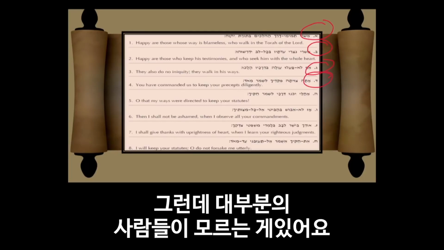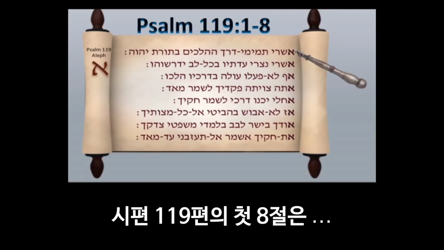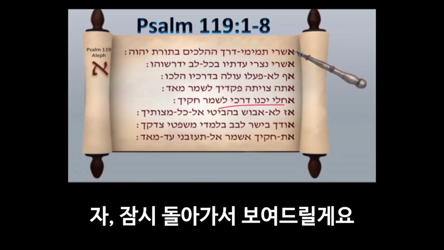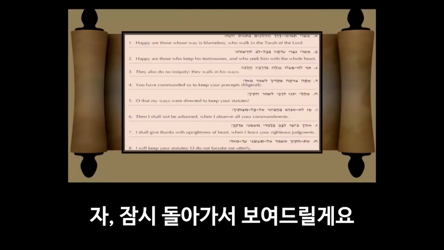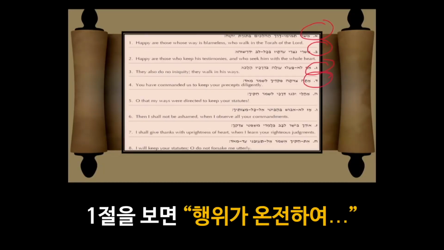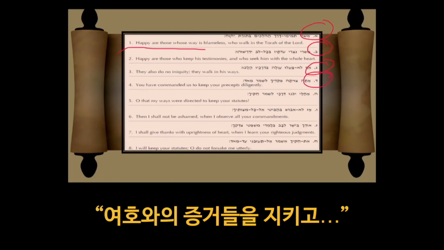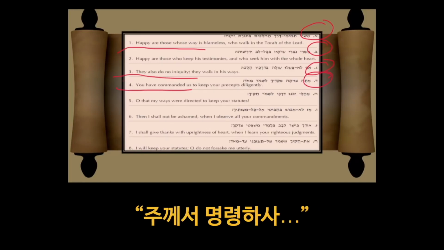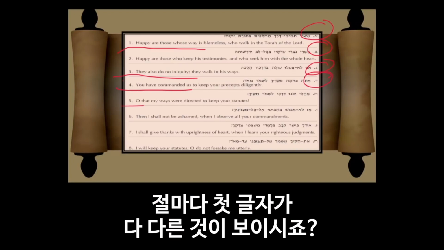But what most people don't realize about Psalms 119, the first 8 verses, let me go back for a second. Notice how verse 1 of Psalms 119: happy are those whose way is blameless. They do no iniquity. You have commanded, oh, that my ways. You notice the first letter of every verse is different depending on the English word.